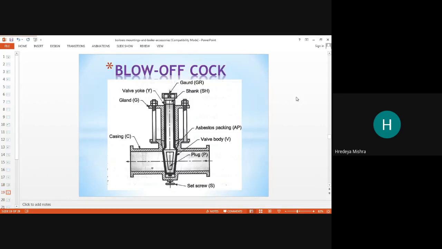Now the blow check valve, or we can say the blow-off cock. Here you can see the valve yoke, gland, gland casing, and this is the plug, and adjustable packing is here, and the valve body. What is the use of this blow-off cock? This is mounted on the steam chamber.